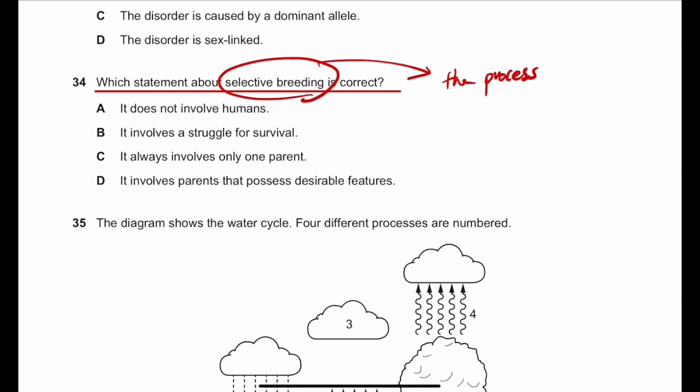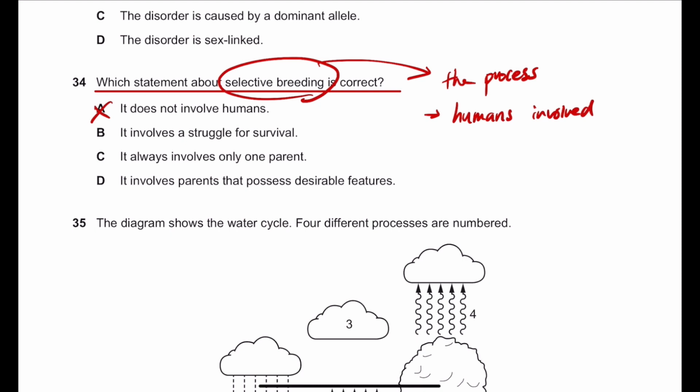So we have to check the options here. A: it does not involve humans. No, I just said that humans are involved in this. So A is certainly not the right answer. Let's have a look at B.